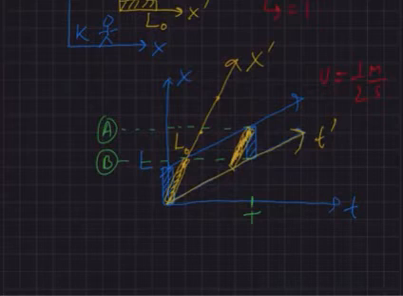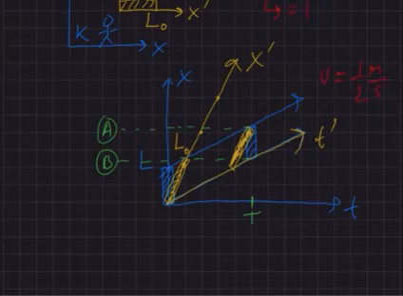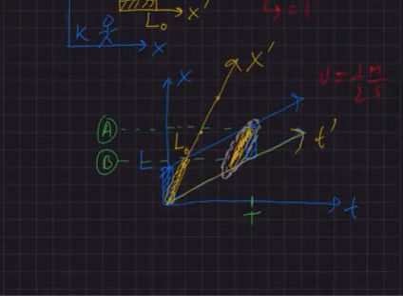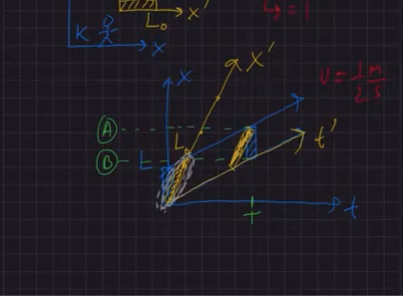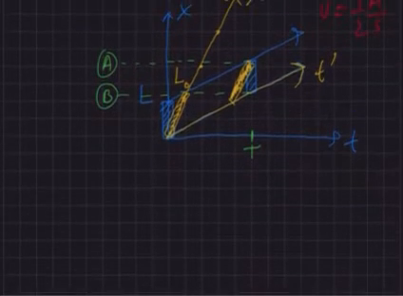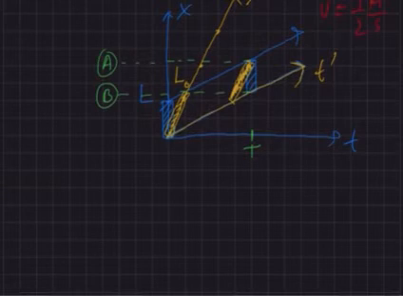Keep in mind that the unit steps along the x prime axis are different than the unit steps along the x axis. So again, simultaneity in one frame does not imply simultaneity in the other frame. And notice that each point of this ruler along the x prime axis corresponds to the same time, t prime is 0.